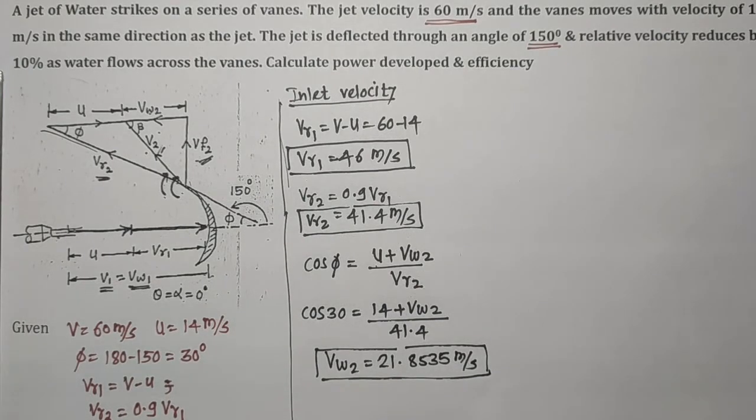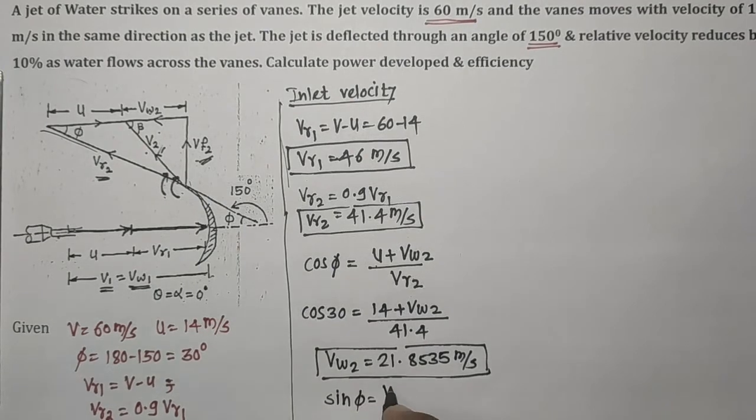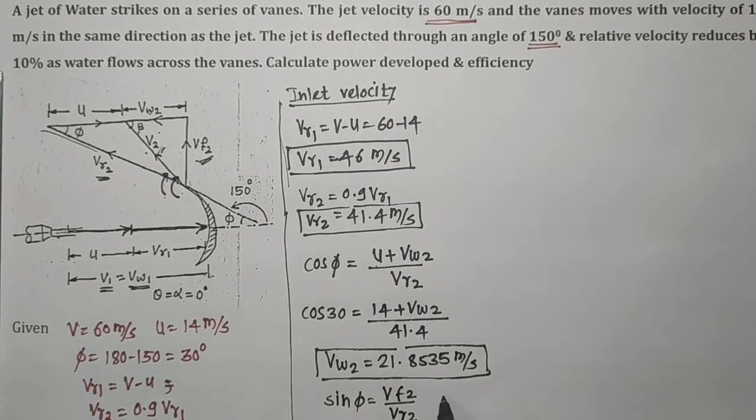Now we have almost all the values related to the force. One more thing we need to find out is the flow component, because we have to find out the mass flow rate, or it is necessary to find out power. So we will find that also as an add-on. So sin phi is equal to VF2 upon VR2. If we put all the values in this equation, we will get VF2 as 20.70 meter per second.